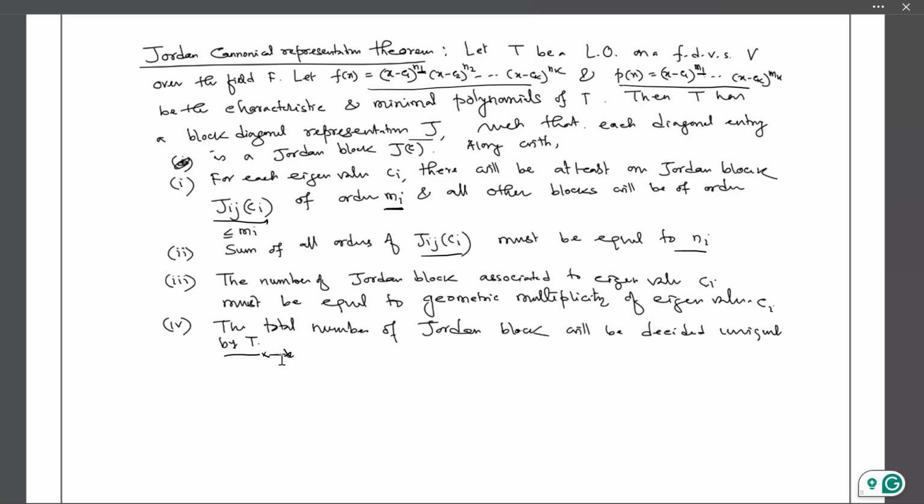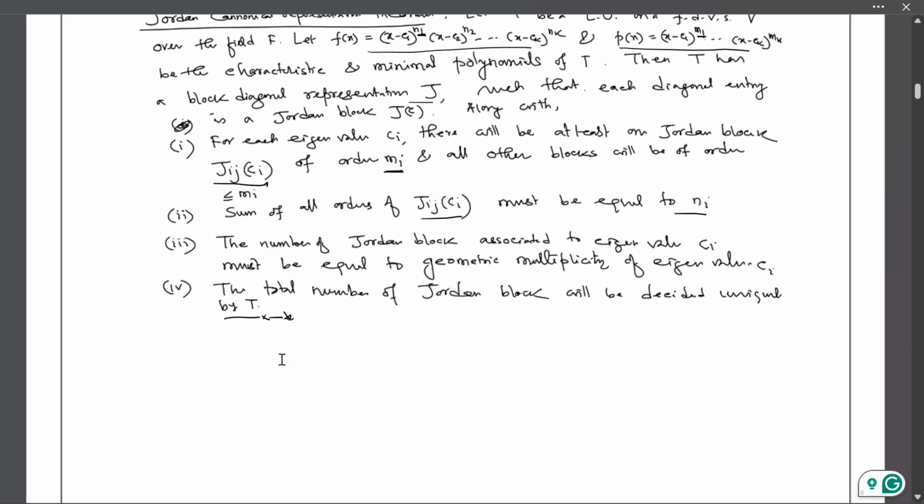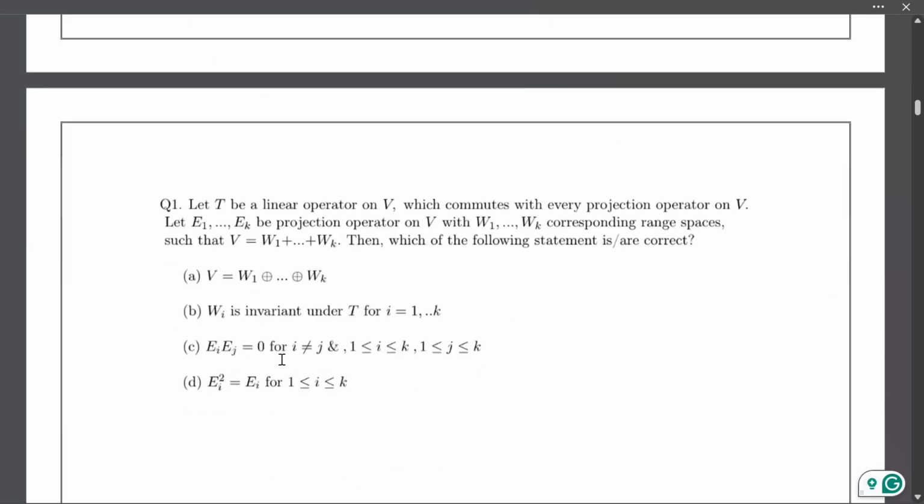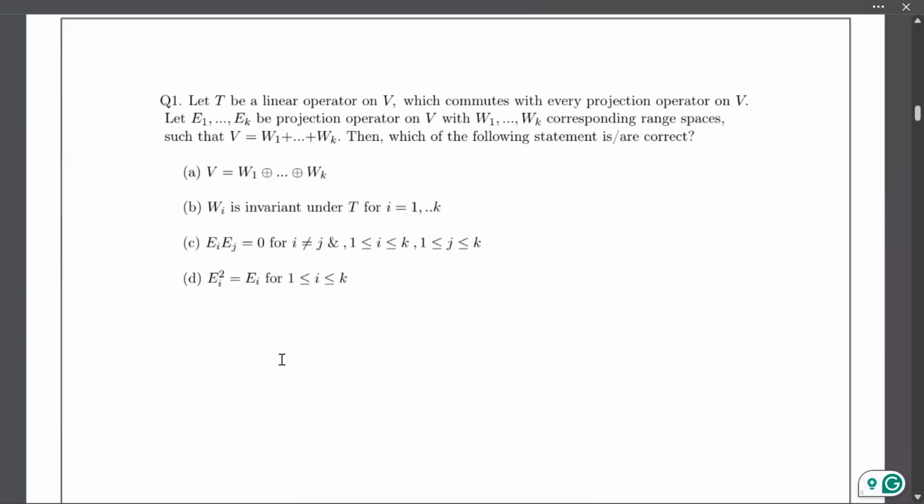So T has a representation, and the number of Jordan blocks is basically invariant. There might be a situation where, if you choose different bases for making it Jordan canonical form, the blocks are actually permuted inside the block diagonal. But the number of Jordan blocks is invariant to permutation. Okay, so let's see some questions, and I suppose we can do this together.